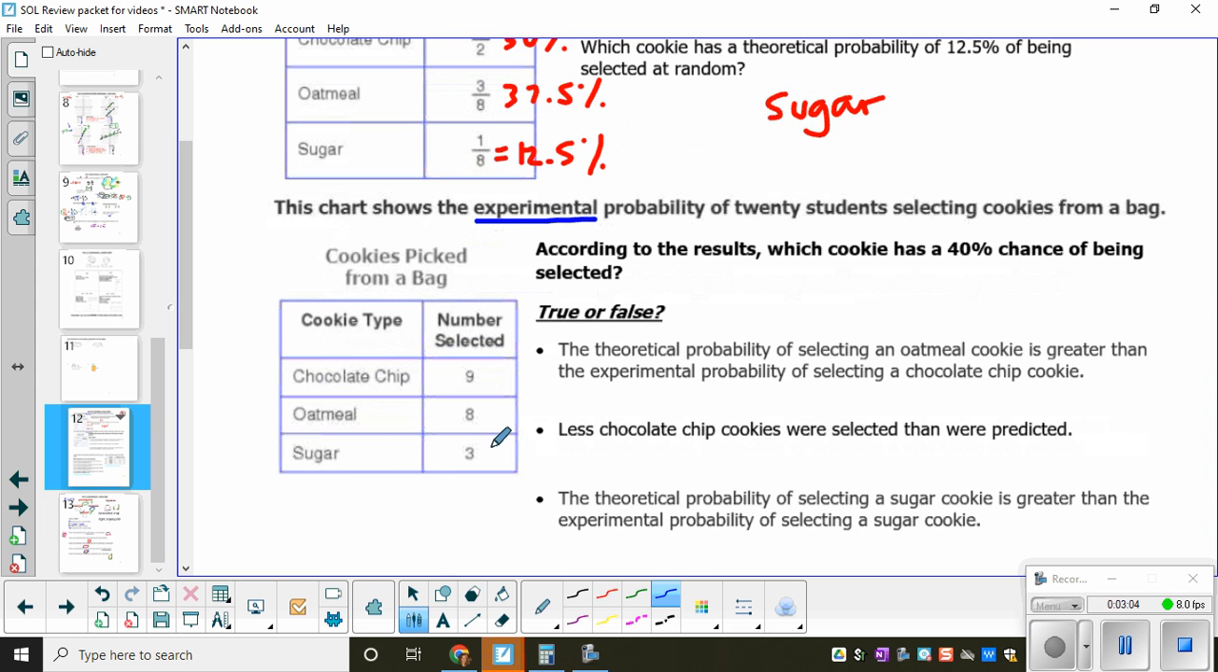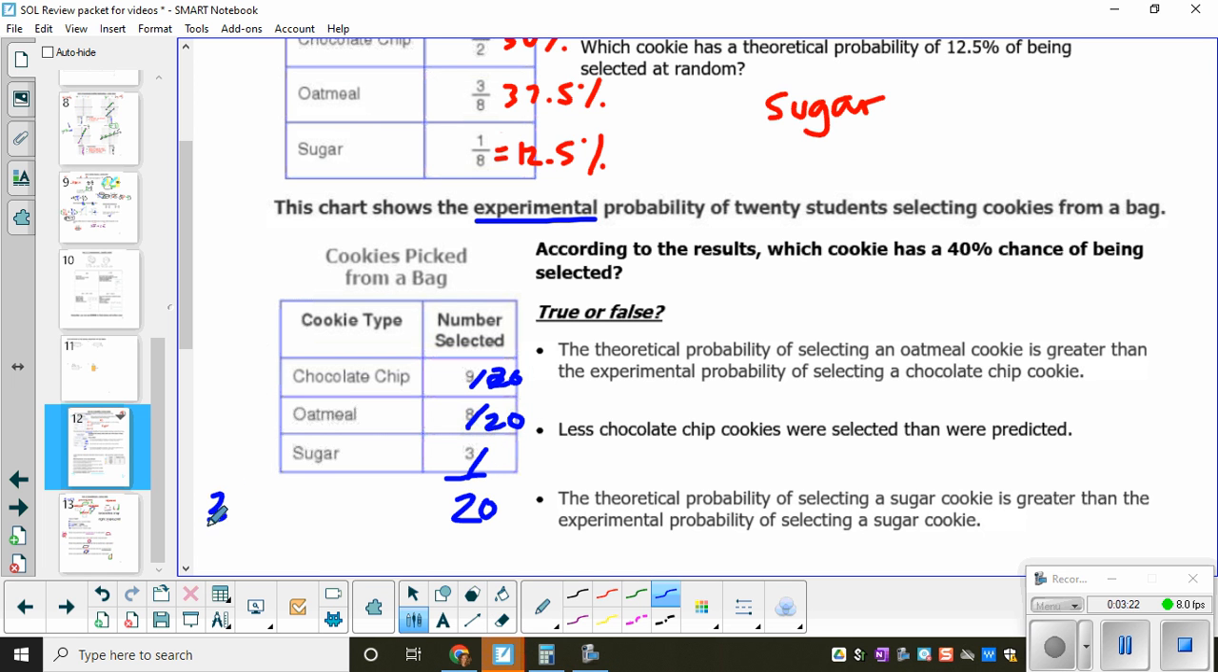So first what we care about is the total, which we already know is 20 students, so we can just add these up and that'd be 20. And so chocolate chip was 9 out of 20, oatmeal was 8 out of 20, and sugar was 3 out of the 20.